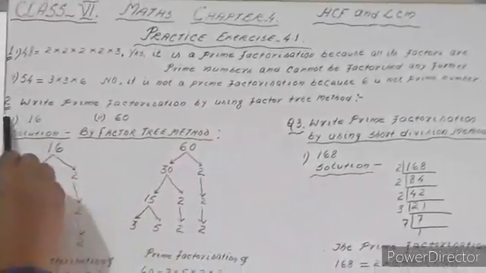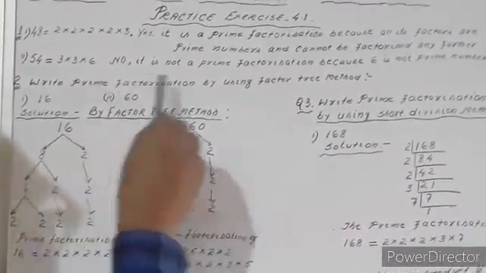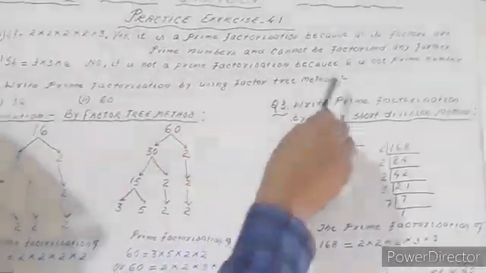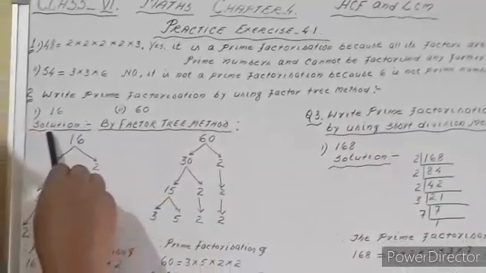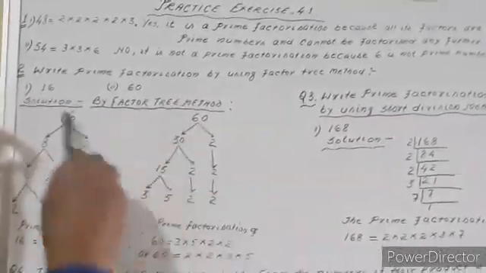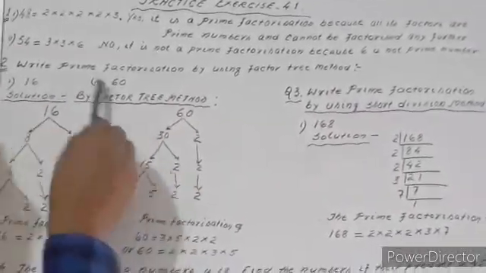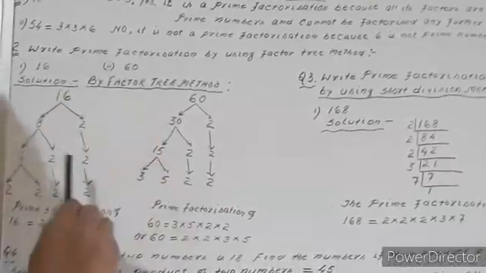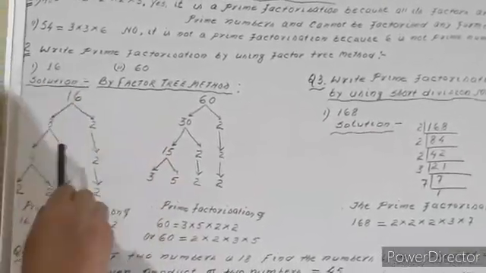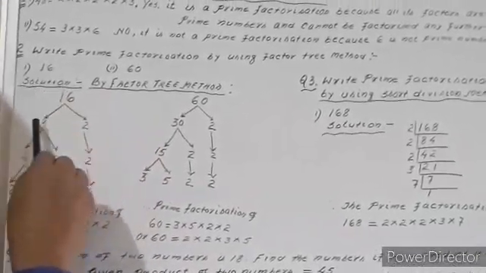Moving on to the next question: write the prime factorization by using the factor tree method. The factor tree method is over here. I have taken a problem from your book itself. The first one is 16. So 16 is being split.